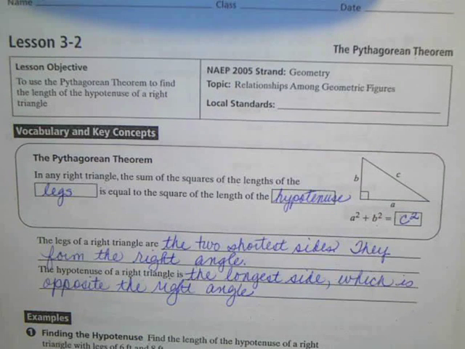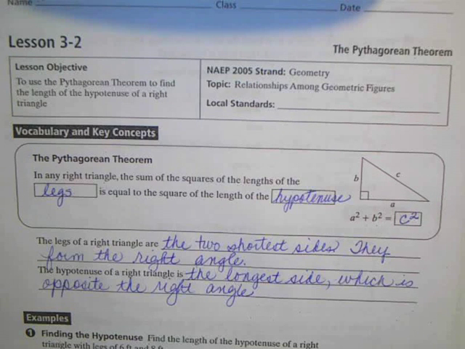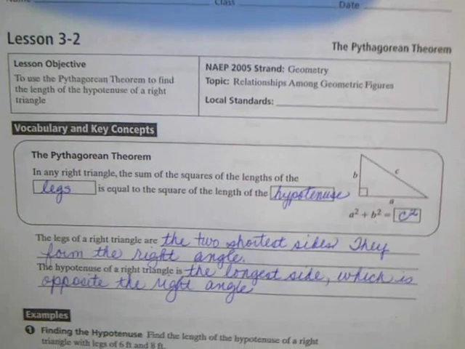Okay, a little hint, leg or legs is a short word, so the two short sides are the legs. Hypotenuse is a long word, the longer side or the longest side is the hypotenuse. Kind of just a little trick there in case you're getting confused.